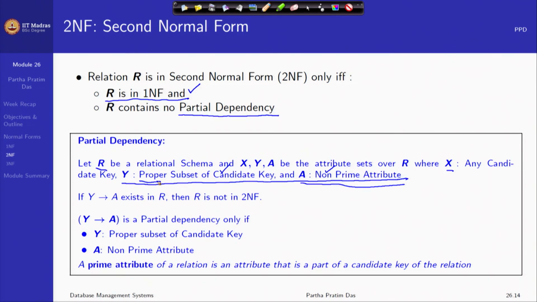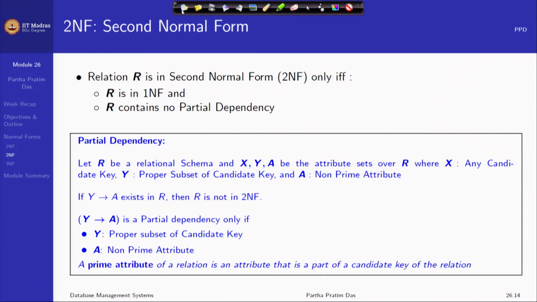So, given this, if Y is a proper subset of a candidate key, and you will have to remember, proper subset of a candidate key, and A is a non-prime attribute, then Y determines A is a partial dependency, right. So, these are the two conditions you will have to remember. And if there is a partial dependency, then the relation is not in 2NF, it violates 2NF. So, for 2NF again the relation will have to be in 1NF and there must be no partial dependency as we have defined. So, going next we will see some examples of this 2NF relations.